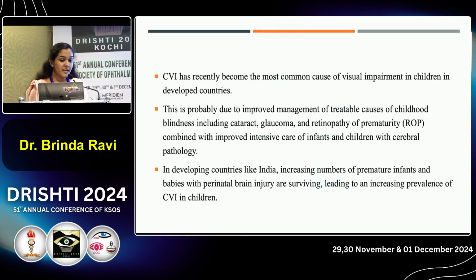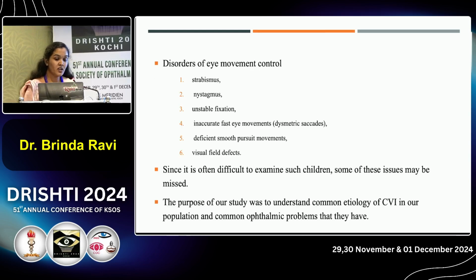Recently, CVI has become the most common cause of visual impairment in children in developed countries. This is probably due to improved management of the treatable causes of childhood blindness like cataract, glaucoma, retinopathy of prematurity, and improved intensive care of infants and children. In India also, the prevalence of these children is increasing because of the improved perinatal care. These children will have disorders of eye movement like strabismus, nystagmus, and visual field defects. Since it is often difficult to examine such children, some of these issues may be missed.